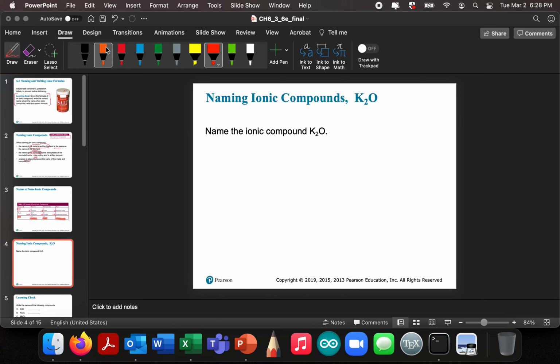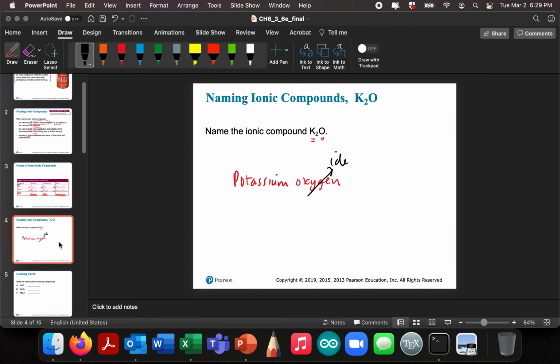So let's do one here. That's potassium, and there's oxygen. Don't forget we get rid of the ending and change it to oxide, so its name is potassium oxide, and that's it.